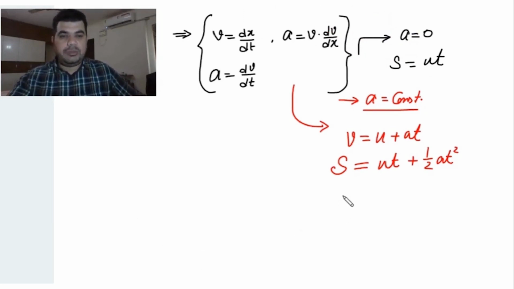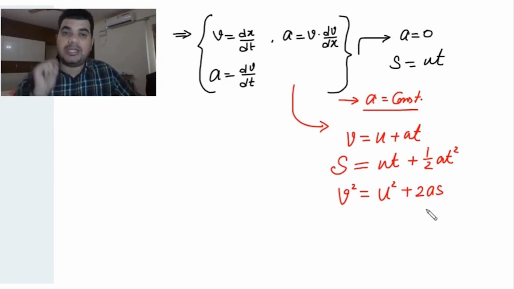Another one is v square is equal to u square plus 2as. Here v is the final velocity, u is the initial velocity, a is acceleration, and s is again displacement. I am telling you that s is displacement, you have to remember.